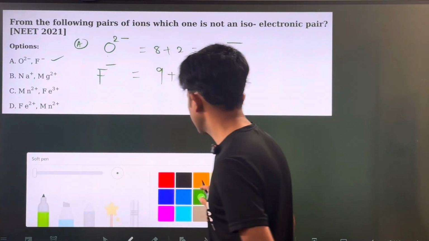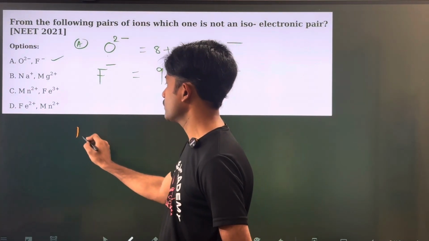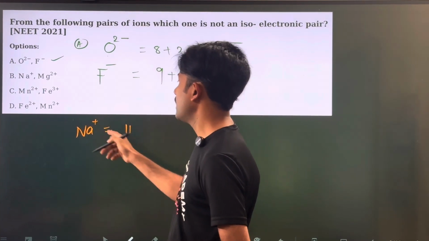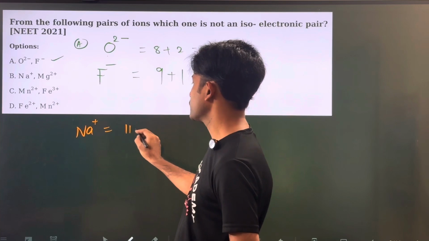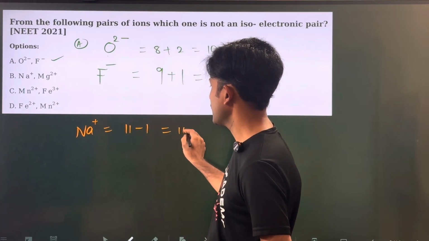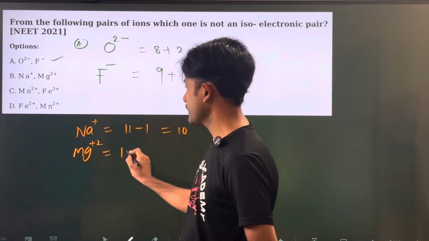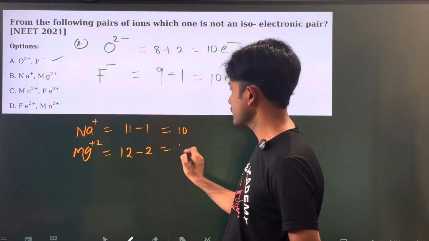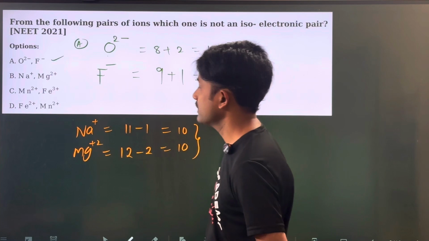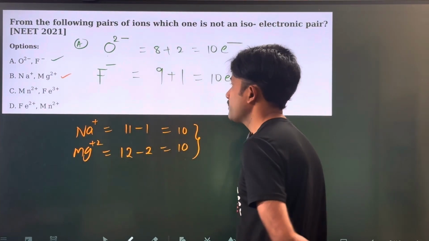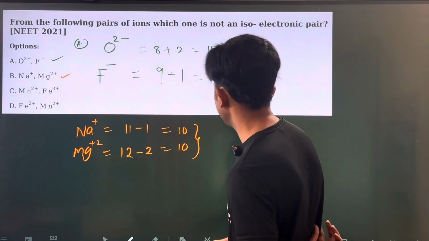And Na plus: you already know that sodium's atomic number is 11. After losing 1 electron, it will have 10 electrons. And magnesium lost 2 electrons; magnesium's atomic number is 12, so after losing 2 electrons both have 10 electrons. This is also isoelectronic. Then Mn plus 2 and Fe plus 3, you check here.